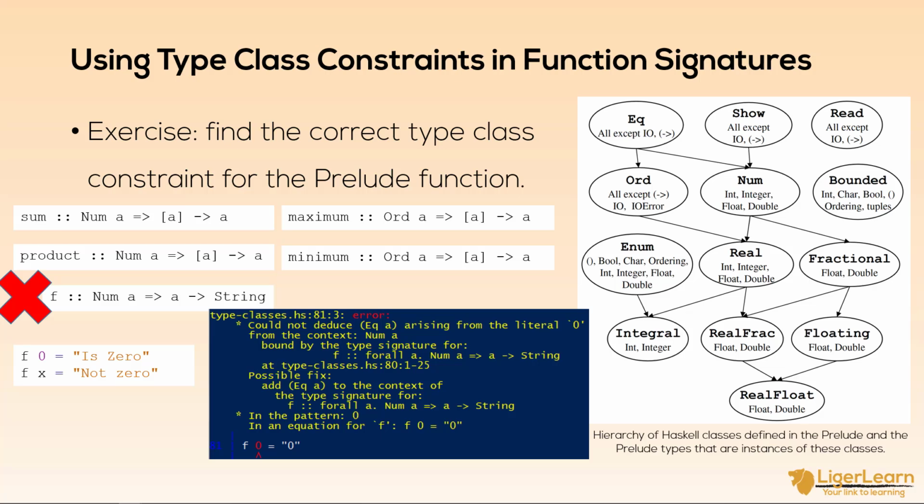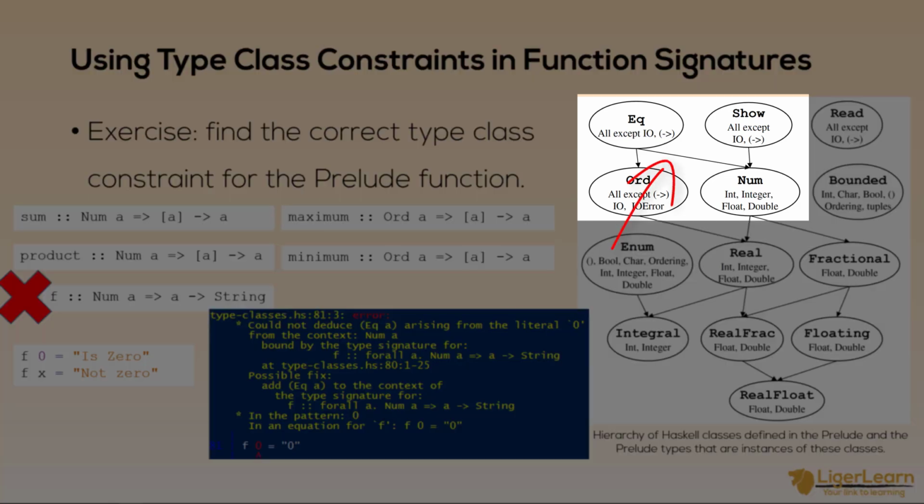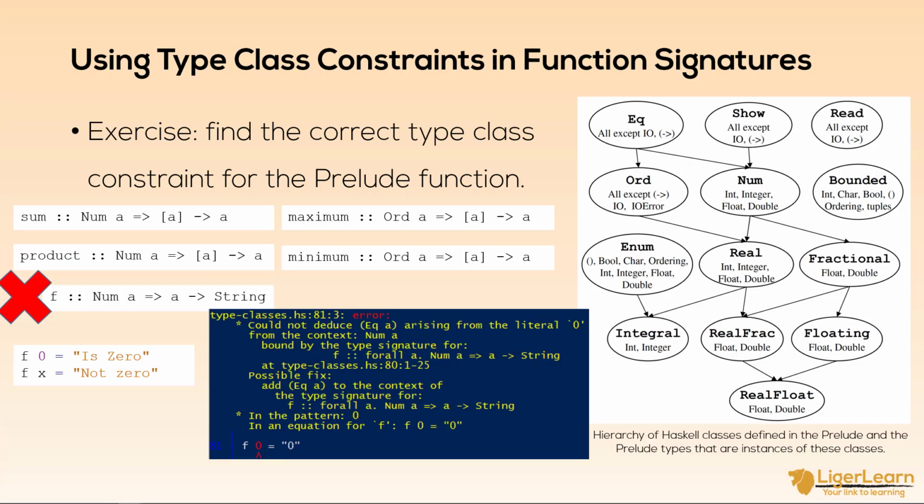The GHC compiler since version 7.4.1 no longer follows the Haskell language specification for the Num type class. According to the hierarchy, this should work because Num is a subclass of Eq, but in GHC that is not the case. To fix this, we can follow the suggestion given in the error message and add the Eq a constraint to the function signature like this.